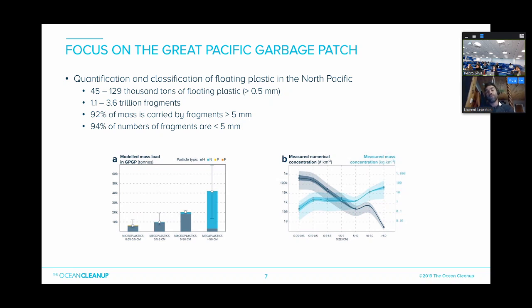Really important, I think, in my opinion, and through this symposium you're having this week, are the last two points. What we find, and that's Figure B, is that 92% of the mass is carried by fragments that are bigger than 5 millimeters, and 94% of the number of fragments are fragments of less than 5 millimeters, right? And that's what the curve on the bottom right, the B curve, is showing, right?